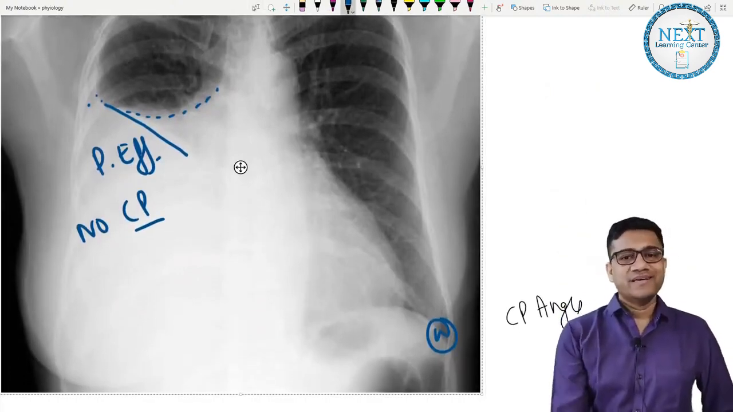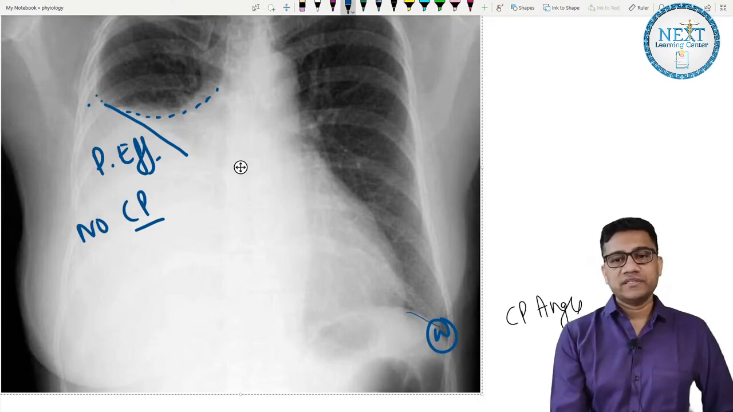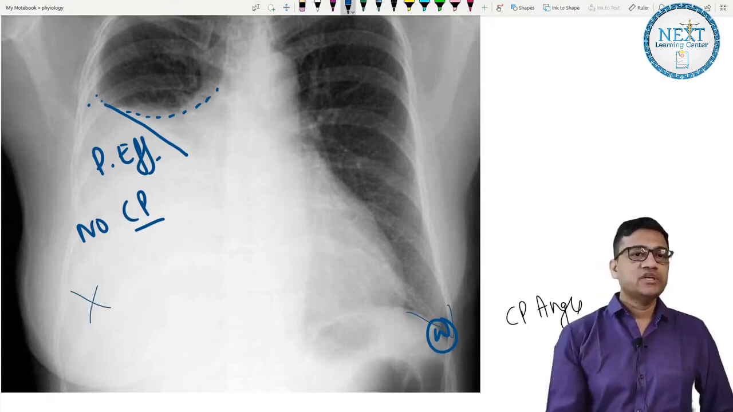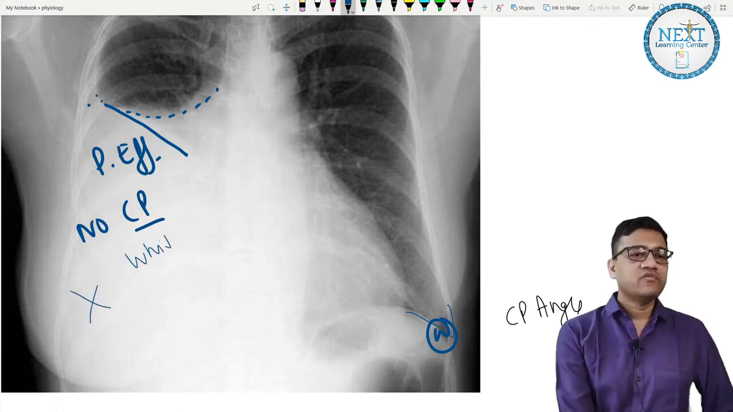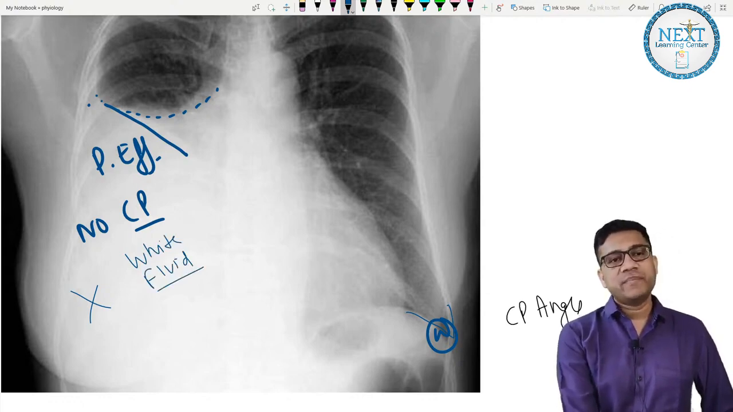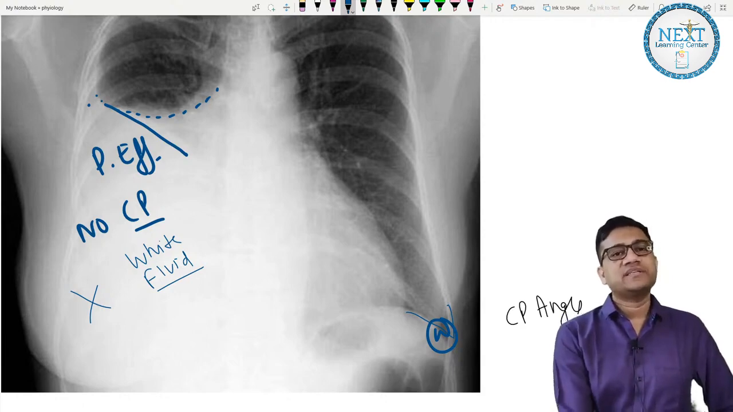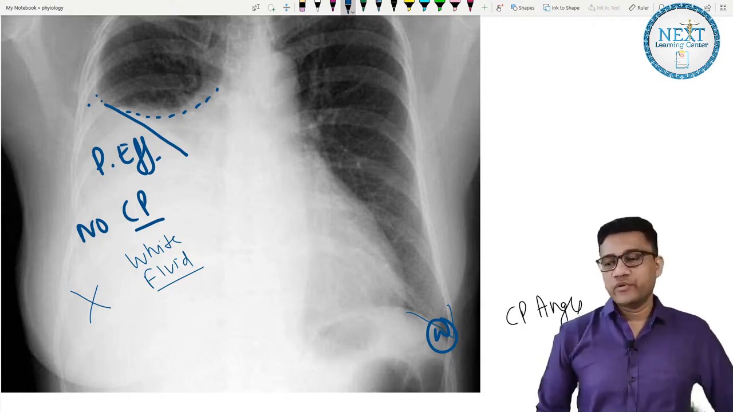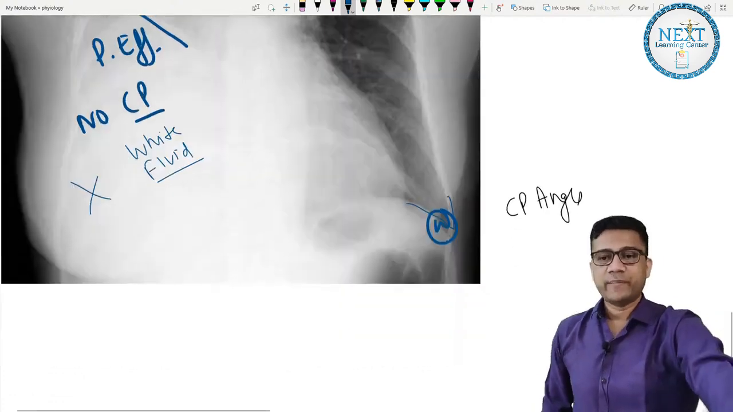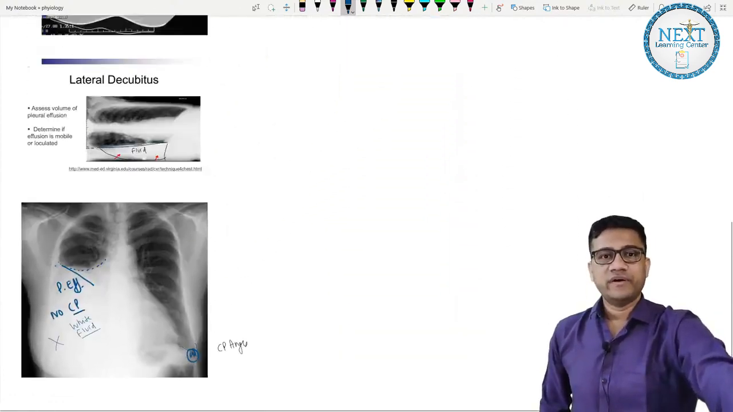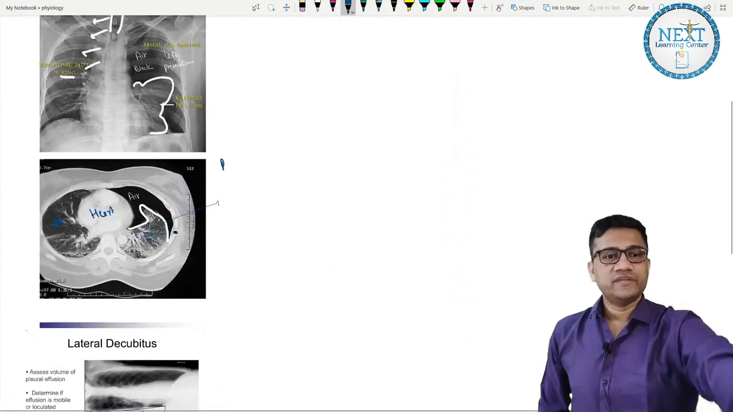You can see this is the CP angle. This CP angle is lost here. That means there is fluid, and fluid is white. So this white is fluid, which is rising up like a drum getting filled up, and as it fills up, the lung markings keep getting reduced. Why? Because of fluid. Okay, very good. So we have seen them.